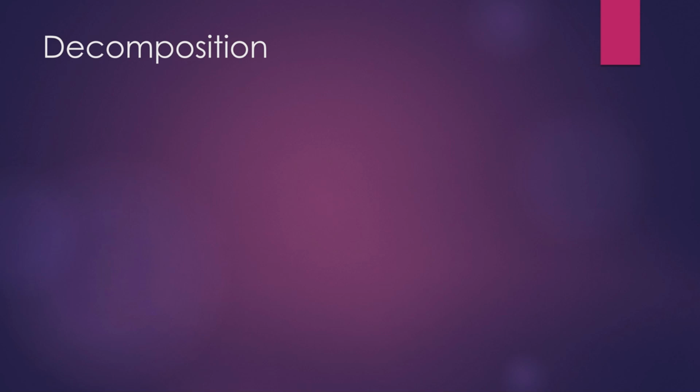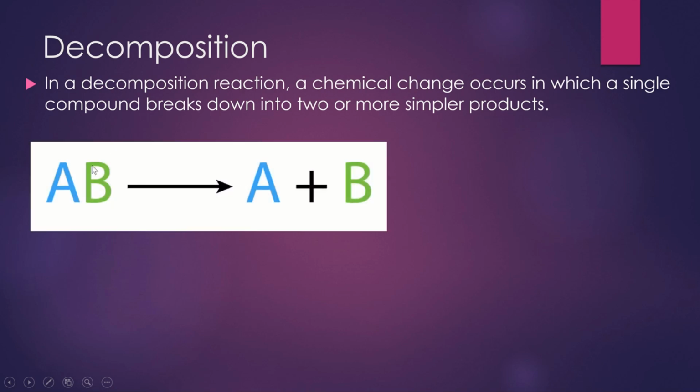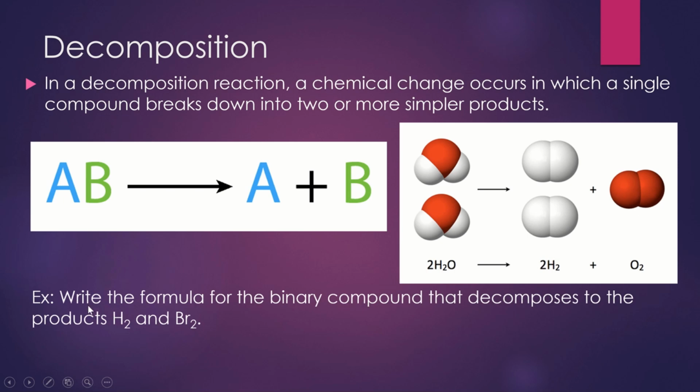The second type of reaction we'll be looking at is a decomposition reaction. A decomposition reaction is pretty much the opposite of a synthesis reaction. We'll have one compound, here AB, and it's going to fall apart into A plus B, usually the element A plus the element B. For example, water, H2O, decomposes into elemental hydrogen and elemental oxygen. For example, write the formula for the binary compound that decomposes to the products H2 and Br2. All right, well, they haven't told us what compound we're looking at, but I think we can figure it out.